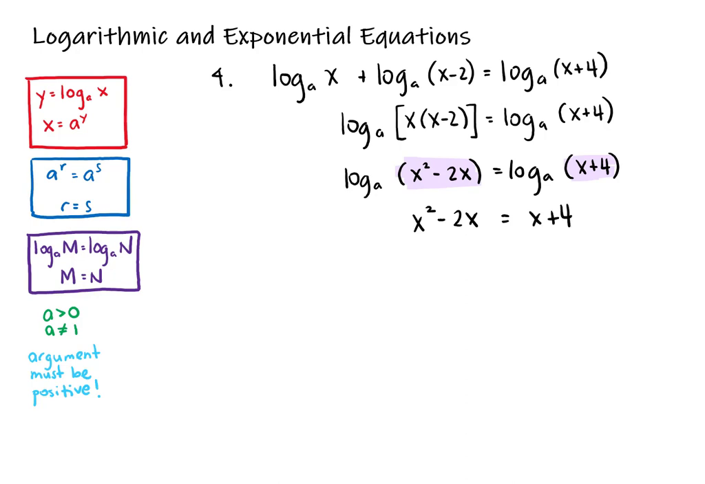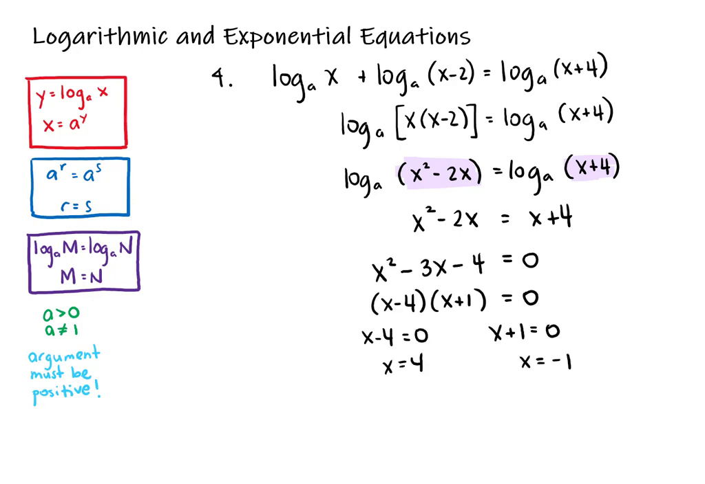And then it's just a matter of solving this quadratic equation. Make sure that you write it equal to 0. And then after you factor, solve each one to find your two solutions. But before you write them as your final solutions, you do have to test them and see if they are valid. You want to make sure that you test it with all three original arguments.